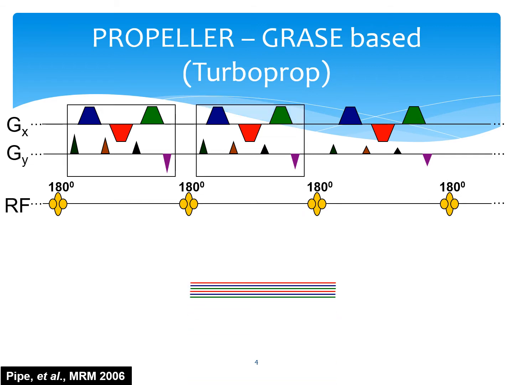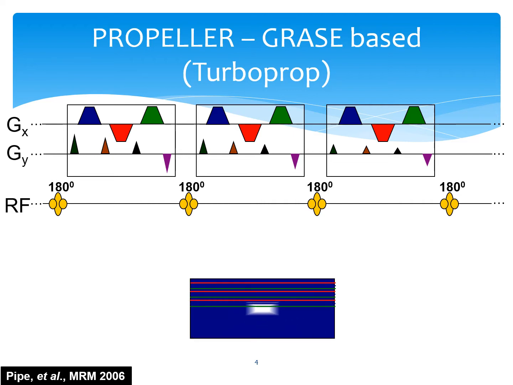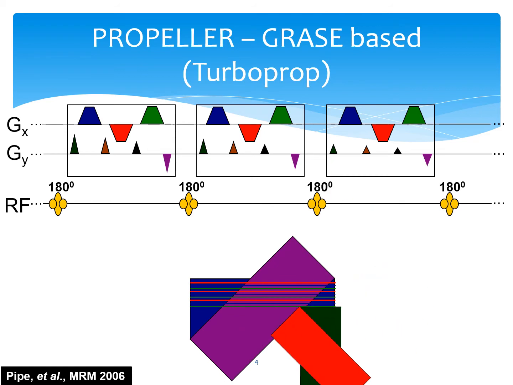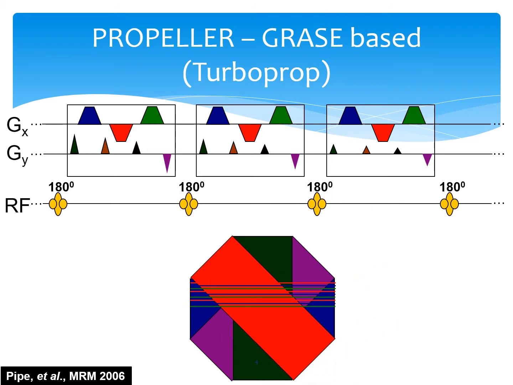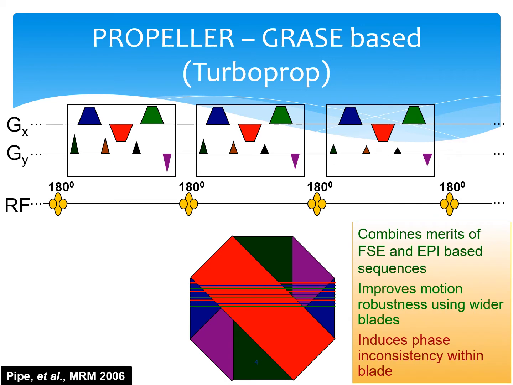As we move through the different spin echoes, multiple lines are acquired within a single blade, and at the end of a TR, we have one single wide blade that is completed. Similar to the FSE-based propeller, we do apply a rotation and then complete the rest of the K-space acquisition. As you can see here, this sequence combines the merits of both FSE and EPI based sequences, and it also improves the robustness to motion because of significantly wider blades.